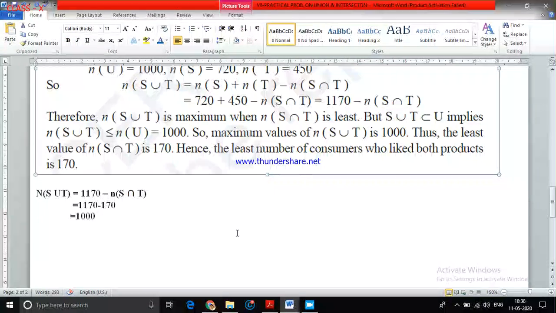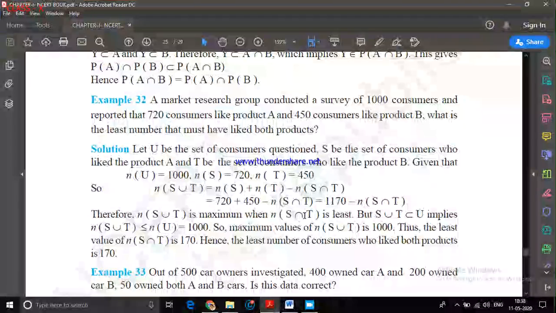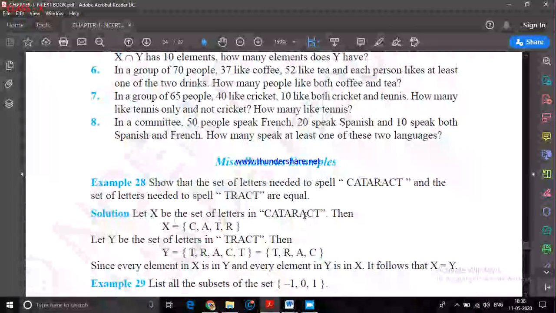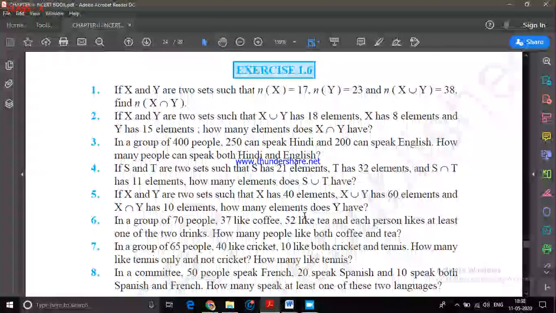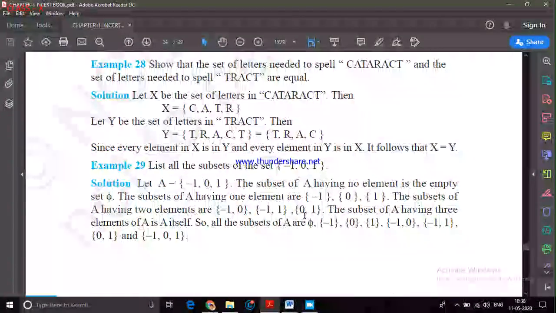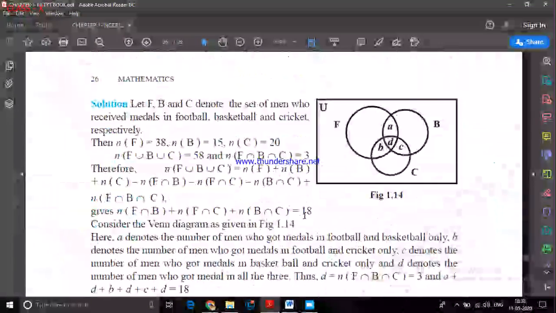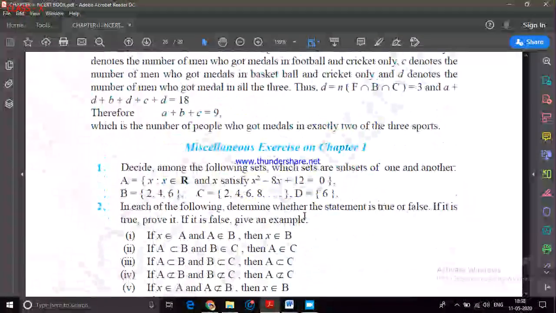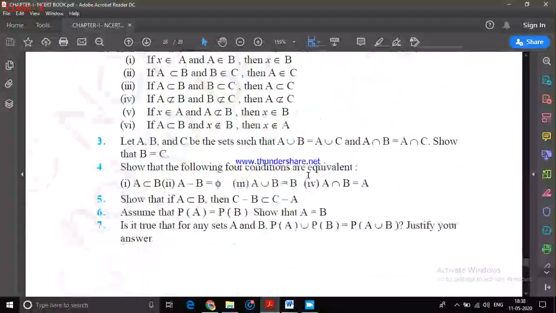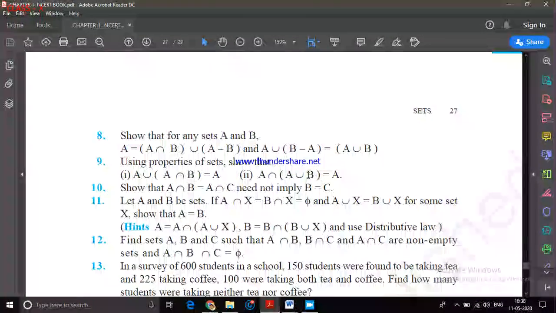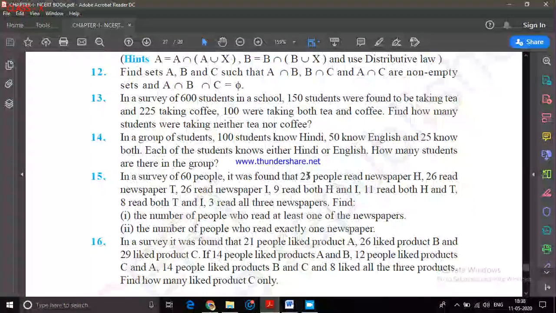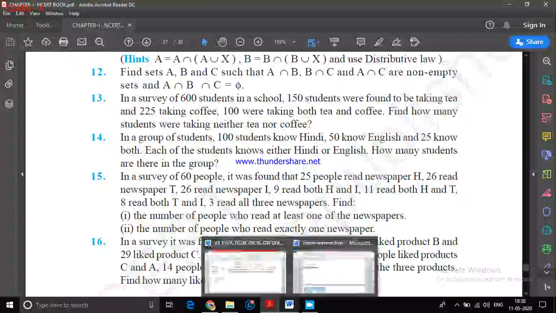So that's the conclusion. Now what you have to do is go to your NCERT textbook and solve exercise 1.6, miscellaneous 1. Then I think we have 2 miscellaneous exercises. Complete both. If any questions are not getting solved by you, just note them down.